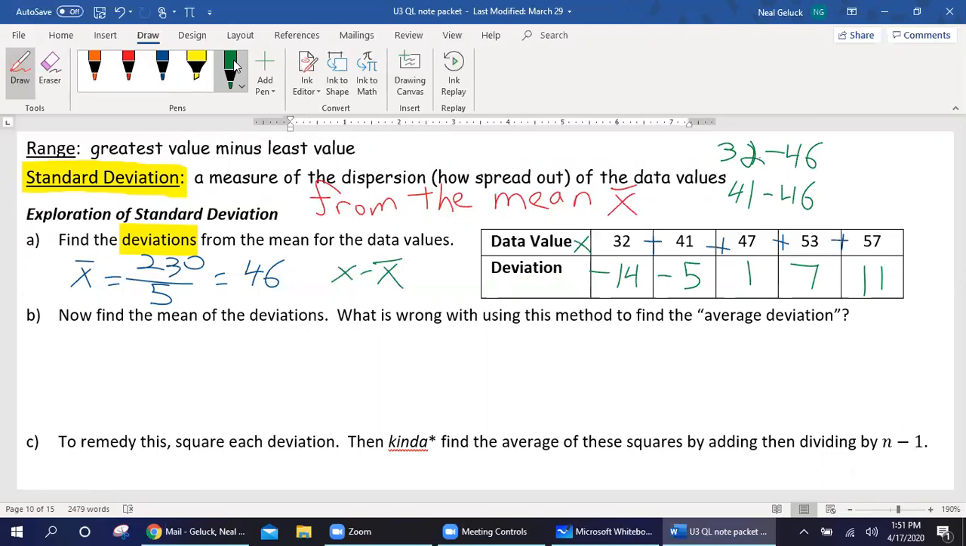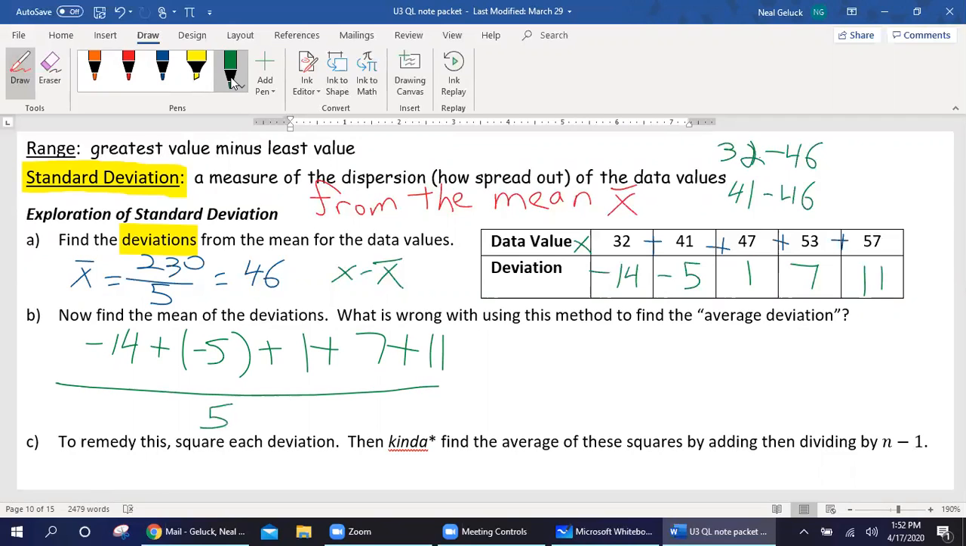Okay, so those green numbers there are the deviations from the mean, how far each value is from the mean. A logical thing, it doesn't actually work, but a logical thing would be, all right, let's take each one of those deviations and average them. That would give me an idea of, on average, how far away stuff is from the middle. That's my goal here. But here's the issue. If I take those deviations, negative 14 plus negative 5 plus 1 plus 7 plus 11, and I divide by 5, an interesting thing happens. The numerator is 0.